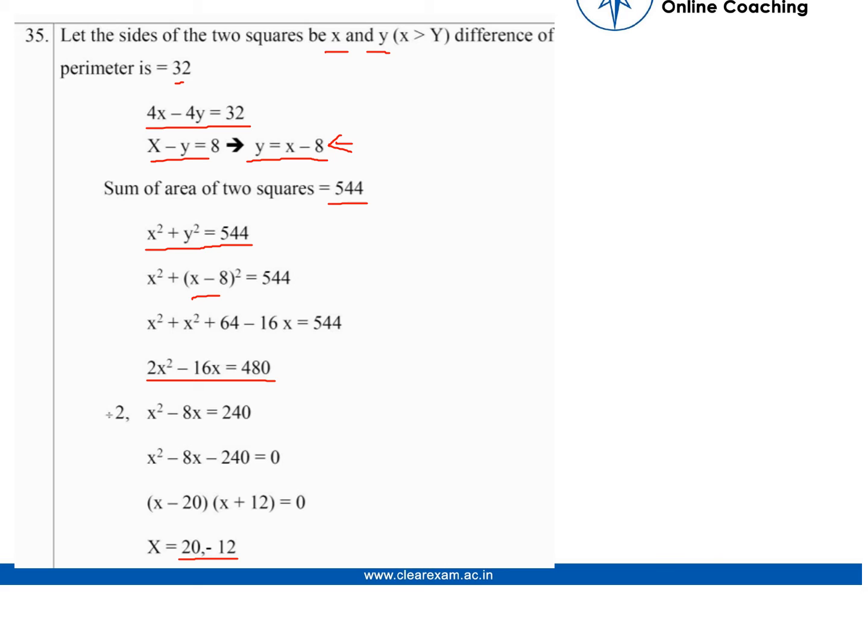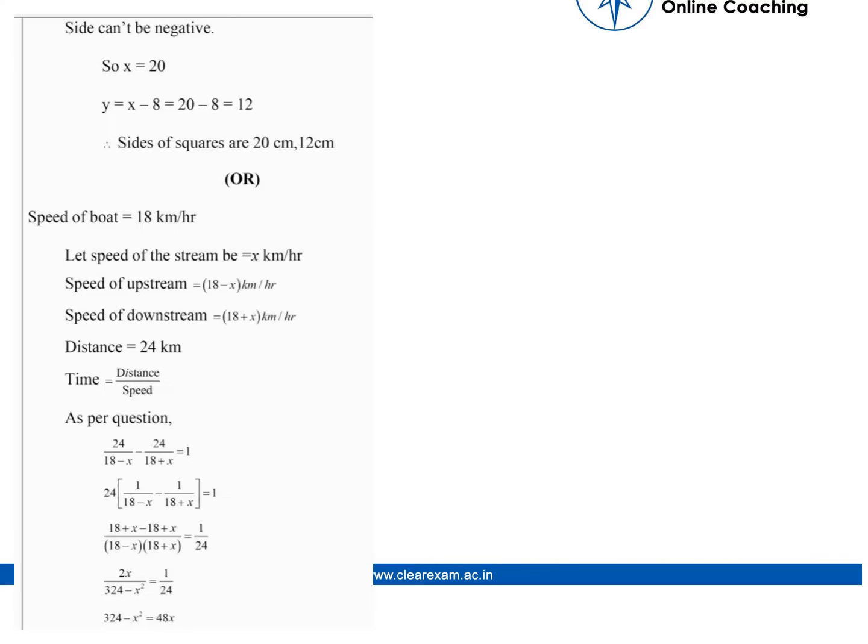Since length cannot be negative, we can neglect this value, and the correct answer will be 20. So the side of the square having side x is 20, and we can calculate the side of the other square by using the same value, which is x minus 8, that is 20 minus 8. So y is equal to 12. As you can clearly see, the value of y is 12. So the sides of the squares are 20 centimeter and 12 centimeter.